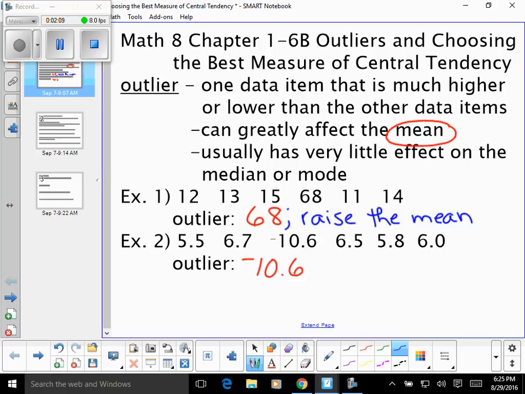Looking at example 2, how is this negative 10.6 going to affect the mean? Hit pause and write your answer, and then we'll go over it. Negative 10.6 is much less than the other data items, so it is going to lower the mean.